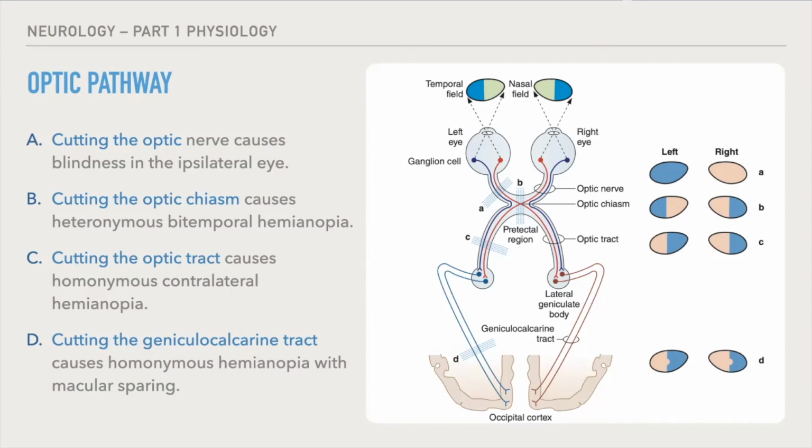If you make a cut in the optic chiasma, it causes the so-called heteronymous bitemporal hemianopia, which is represented by the letter B. And the cutting of the optic tract, so letter C, causes the homonymous contralateral hemianopia. And the last cut, right before the geniculocalcarine tract, causes the homonymous hemianopia with macular sparing, as you can see in picture D.